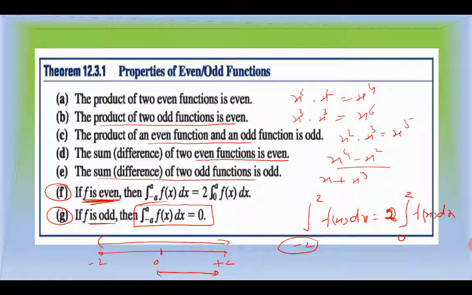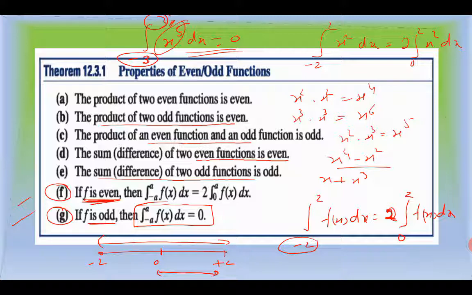You can verify this. The integration of x square dx from negative 2 to positive 2 is 2 times the integration from 0 to 2 of x square dx. The integration from minus 3 to 3 of x power 5 dx is 0. The interval is symmetric, from negative 3 to the same number with a positive sign as the upper limit, but the function is odd, so the integration should be 0. These two are very important properties that we are going to use here.